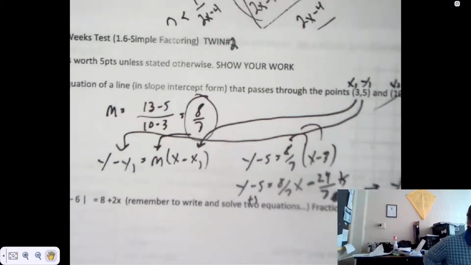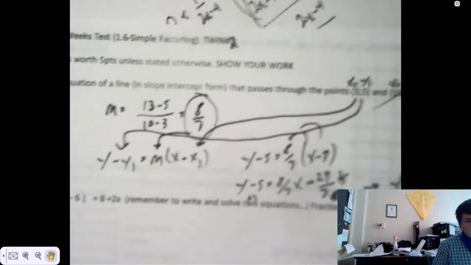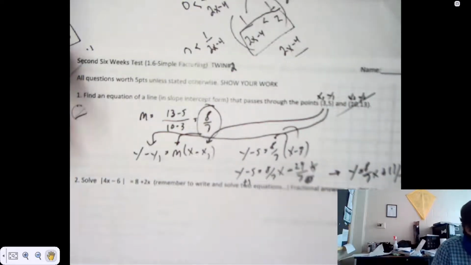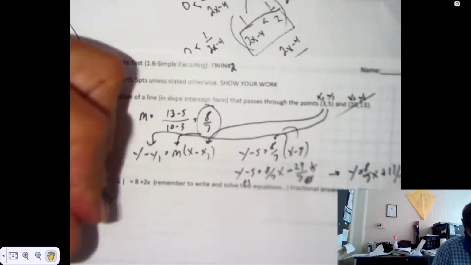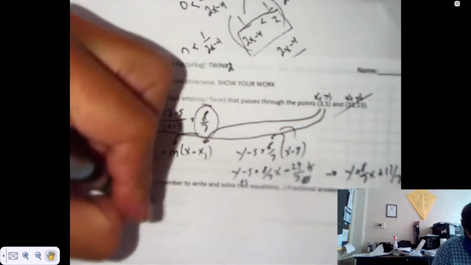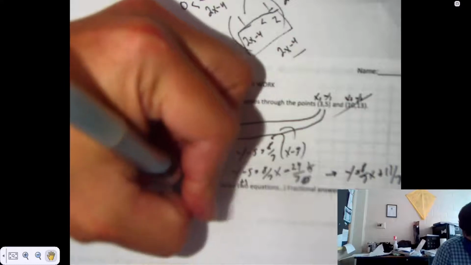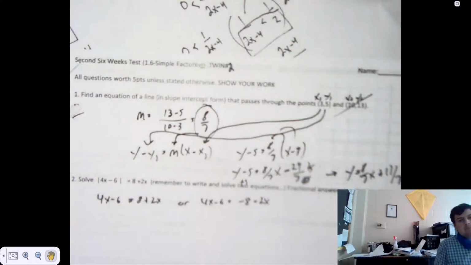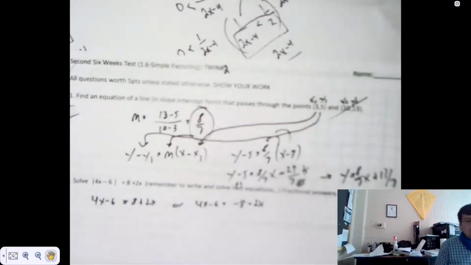All right, number 2, we're tasked with solving this thing. The absolute value of 4x minus 6 equals 8 plus 2x. The deal is you write two equations after you isolate absolute value, and this one's isolated. So 4x minus 6 equals 8 plus 2x, or 4x minus 6 equals negative 8 minus 2x. And then we just solve.